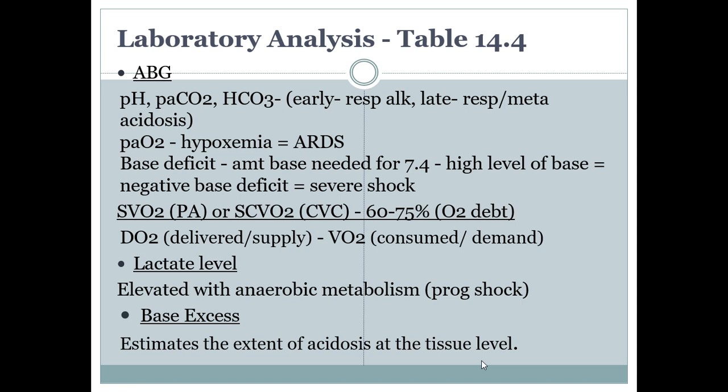Lactate levels. Anything greater than 2 is abnormal. Remember, increased values indicate the presence of anaerobic metabolism. And then the higher the number goes, the worse the state is. Base excess estimates the extent of acidosis at the tissue level. Lactate and base excess are used as estimates for the extent of acidosis at the tissue level. So both are good indicators of the severity of shock. They'll look at lactate and base excess.